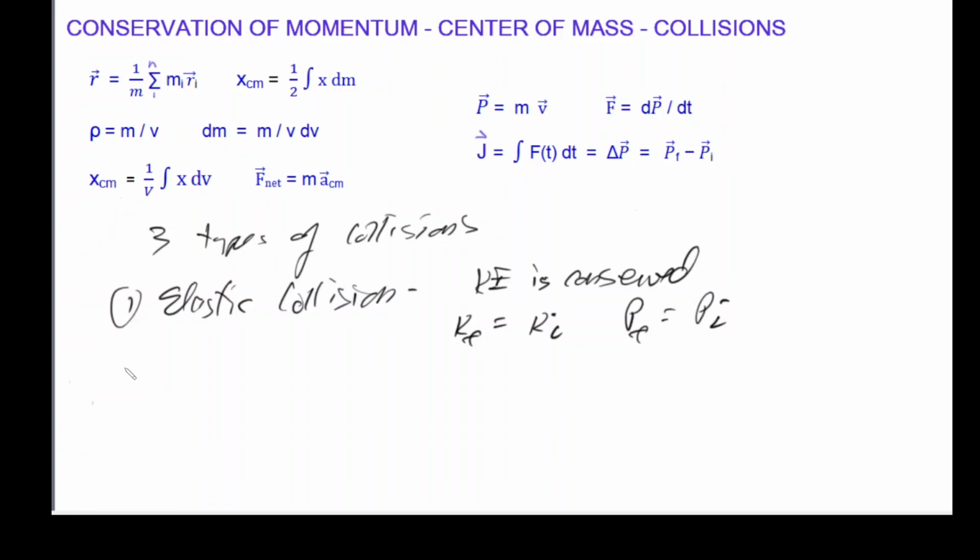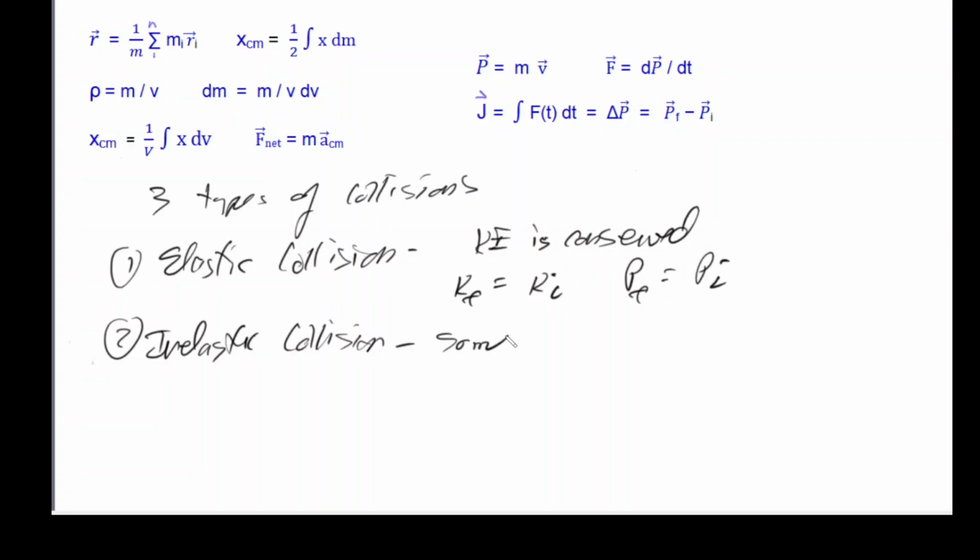The second type is an inelastic collision. And with that, there is some loss of kinetic energy. For example, that is through friction and thermal loss, or even the loss through sound energy.